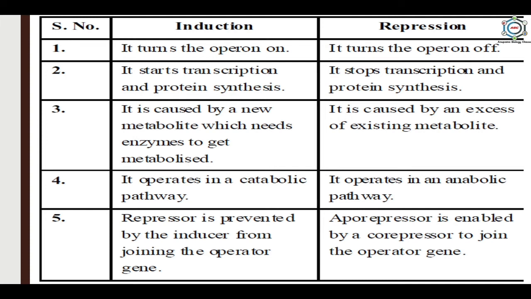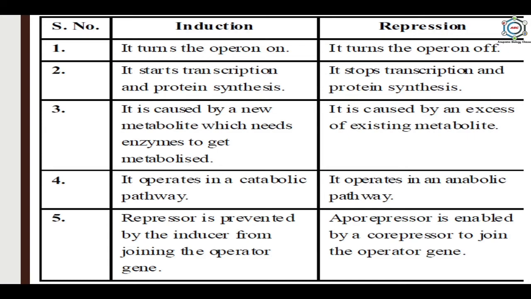Induction is caused by a new metabolite which needs enzymes to get metabolized. Repression is caused by an excess of existing metabolite. Induction operates in a catabolic pathway while repression operates in an anabolic pathway. The repressor is prevented by the inducer from joining the operator gene, and here the aporepressor is enabled by a co-repressor to join the operator gene. So this is all about the differences and comparison between induction and repression, and inducible operon and repressible operon.